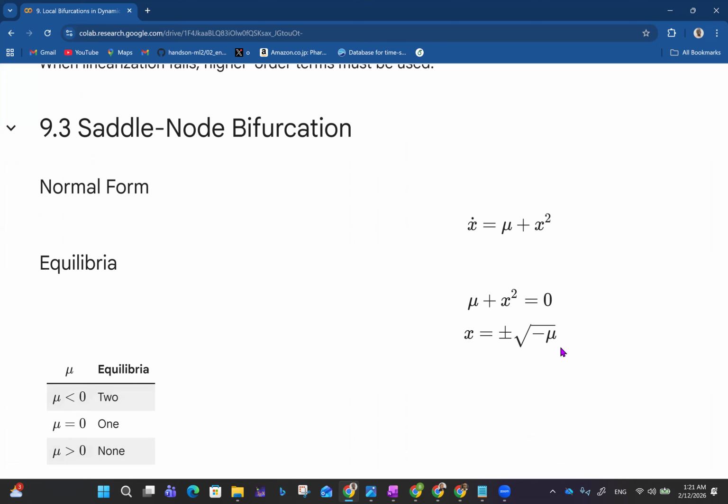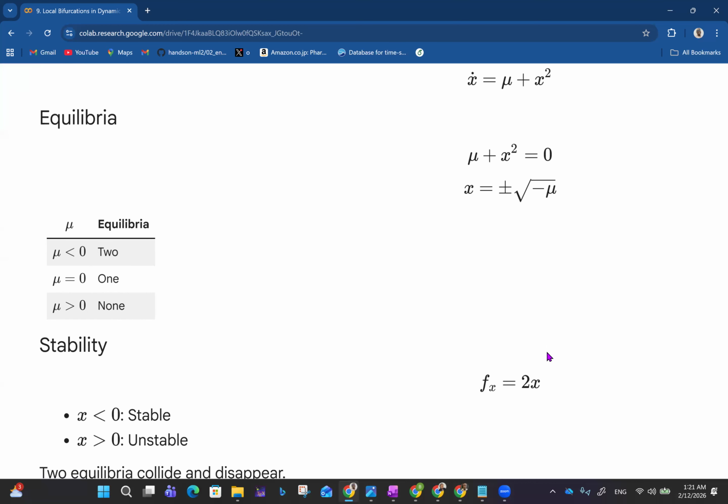Of course, if mu is less than zero, that means it's negative, so you can get two equilibria. If mu is equal to zero, you get only one equilibrium, which is zero. If mu is greater than zero, you get none because you have a complex system in that case, and you won't be able to proceed with that. So mu less than or equal to zero is what you're guaranteed to have.